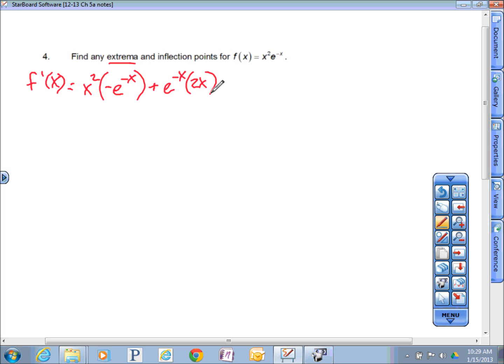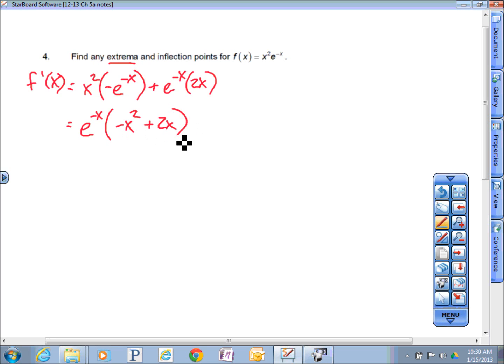Okay, now again, two terms. They both have an e to the negative x in common. They also have an x in common, but I'm going to hold off on that right now. Always, if you can, look to factor out your e to the negative x's out of these quantities whenever you can, and here's why. Negative x squared plus 2x.